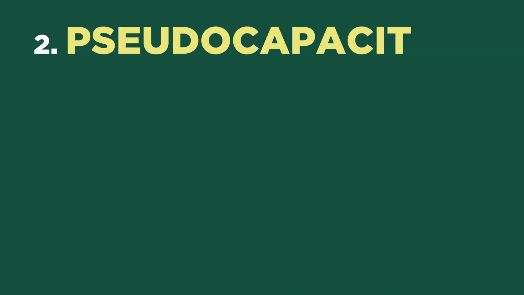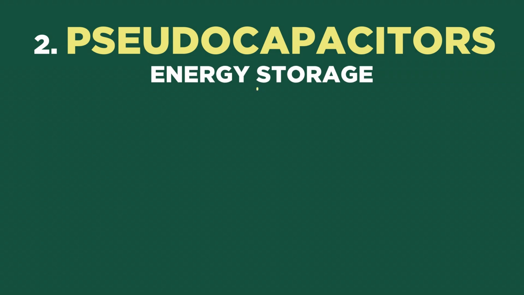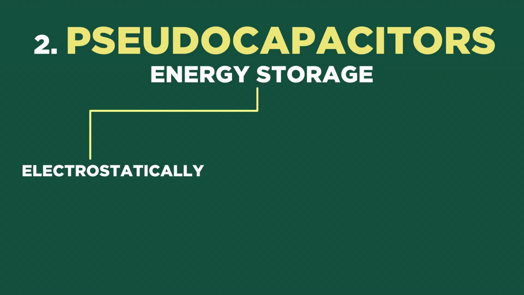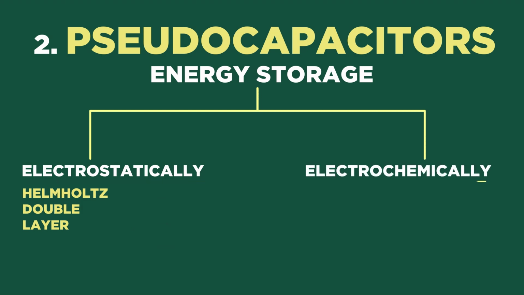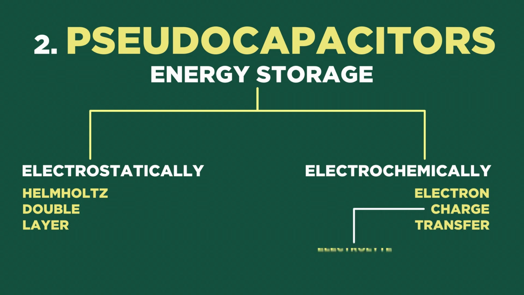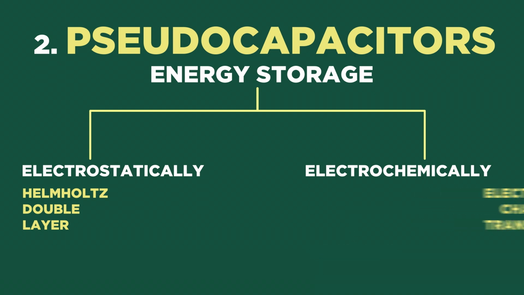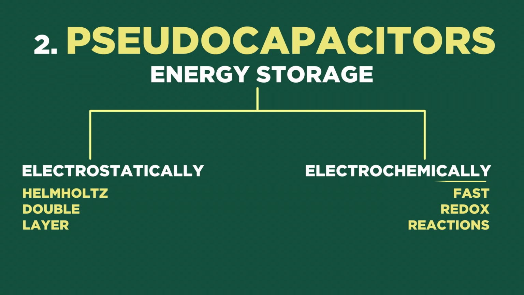The second type of capacitors are called pseudocapacitors. The difference between an EDLC and a pseudocapacitor lies in the way of storing energy. The first way is similar to EDLCs. A pseudocapacitor uses the double layer to force a layer of ions on the electrode to store a potential. In this case, the energy is stored electrostatically. The second type of energy storage involves the electron charge transfer between the electrode and the electrolyte. Specifically chosen materials allow the electrodes to host a very fast sequence of redox reactions that enable to store energy electrochemically.